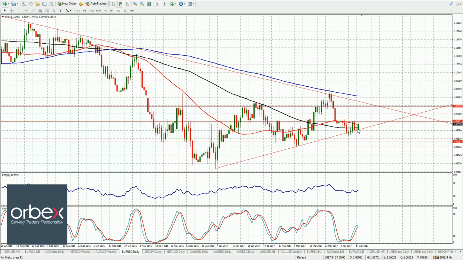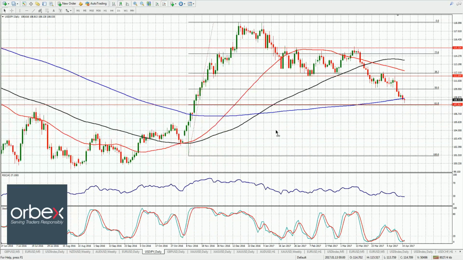But for the time being, the outlook remains very positive on the euro, especially as the RSI is picking back up, almost above the 50, and the stochastic is turning still higher. 107 and 107.30 would be our weekly target.